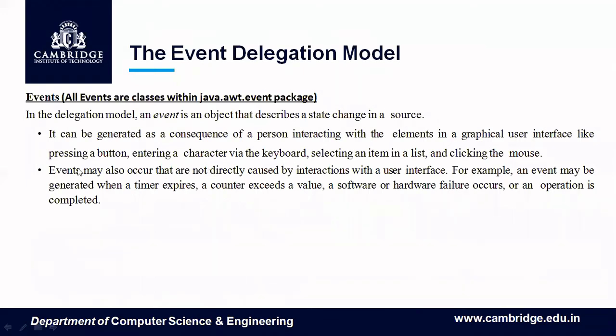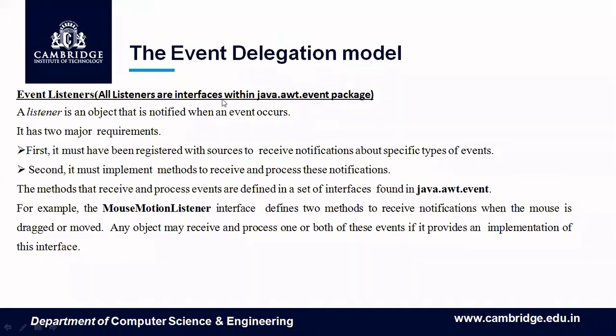When we click something, when we do something, an event object is raised. All the event classes are available within this java.awt.event package. And there is something called an event listener. All these listeners are interfaces. These interfaces handle the event by implementing the abstract methods available within them. A listener is an object that is notified when an event occurs. It has two requirements. First, it should have been registered. Then it should implement all the methods to process the notification. These methods, in the interfaces, are also available within java.awt.event.